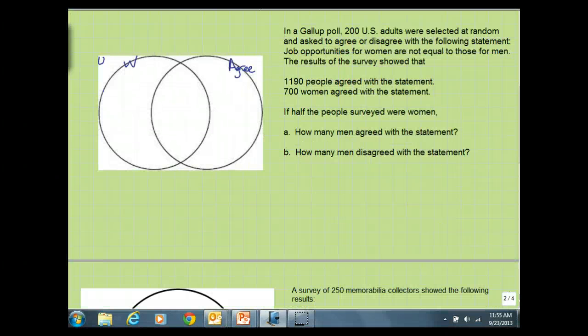Okay, so in a Gallup poll, and this is supposed to be 2,000, it's a typo. 2,000 United States adults were selected at random and asked to agree or disagree with the following statement: job opportunities for women are not equal to those for men. The results of the survey showed 1,190 people agreed and 700 women agreed. Half of the people surveyed were women. So there's some important things you need to remember. First of all, the total number surveyed is 2,000. And these two numbers you need to remember. And also, this is important. Half of them were women. Okay?